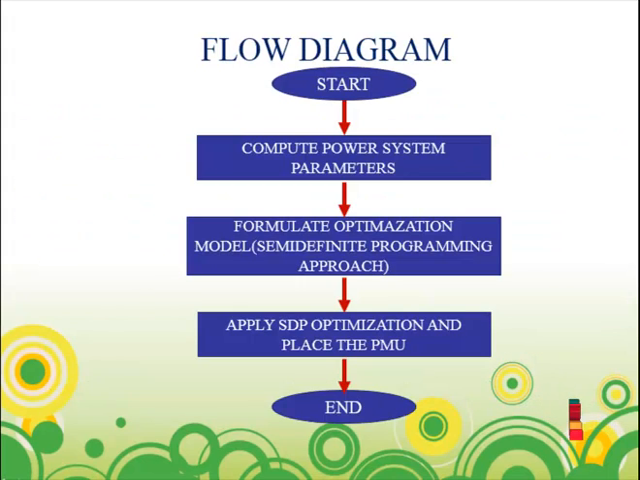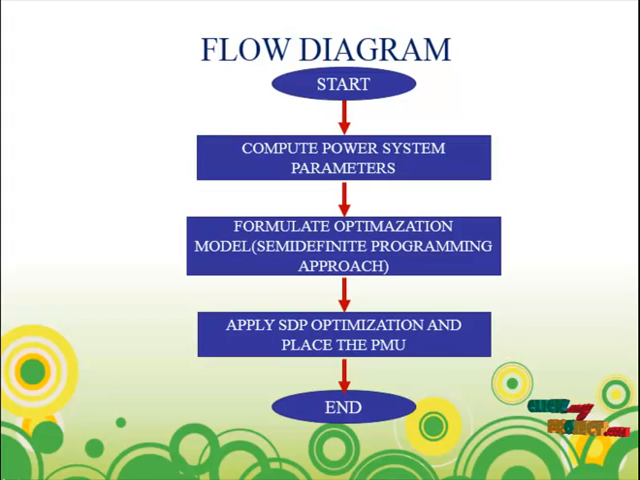Next we see the flow diagram of our product. This is our flow diagram. Generally, the PMU placement depends on the optimization of power flow. The optimization of power flow determines the overall power system and power factor of that electrical system. First of all, we compute the parameters of each power system transmission and distribution side. After that, we formulate the optimization model.